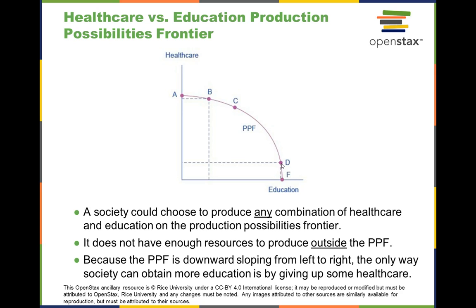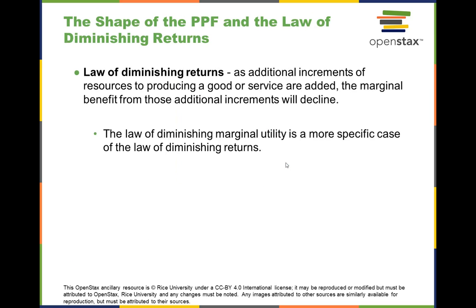And the opposite is true. Let's say this looks smaller. So let's say this is $100 million. So you would have to give up $100 million of education to gain some health care. Law of diminishing returns: as additional increments of resources to producing a good or service are added, the marginal benefit from those additional increments will decline. The law of diminishing marginal utility is a more specific case of the law of diminishing returns.